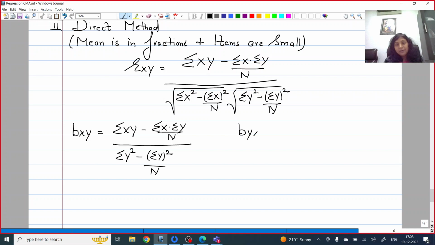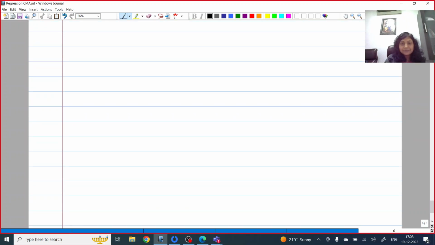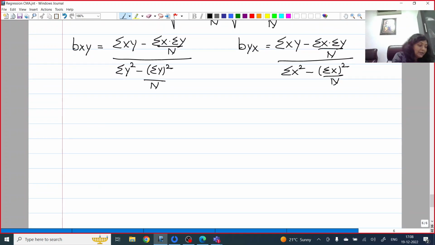And if we have the formula of byx, that means summation xy minus summation x summation y upon n. In the denominator we have summation x square minus summation x whole square upon n. So this is the formula for byx, the regression coefficient of y on x. Now let's solve a question in which we can use this direct method.